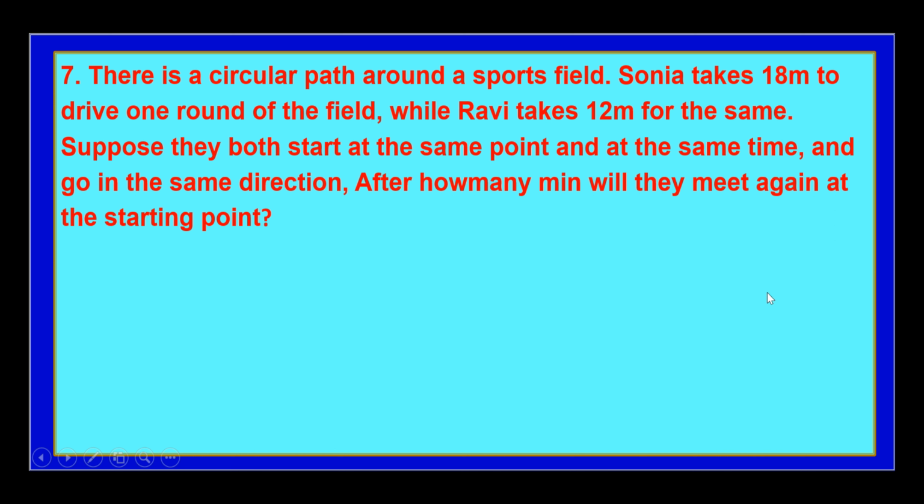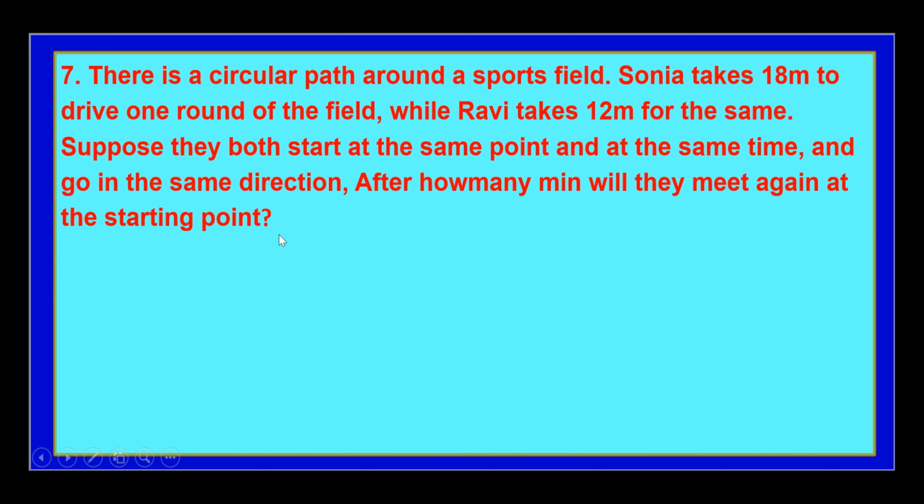Sonia may complete the first round in 18 minutes, second round in 36 minutes, third round in 54 minutes and so on. Whereas Ravi takes the first round in 12 minutes, second round 24 minutes, third round 36 minutes and so on. Then in what time do they meet at the same starting point again, it is the question.